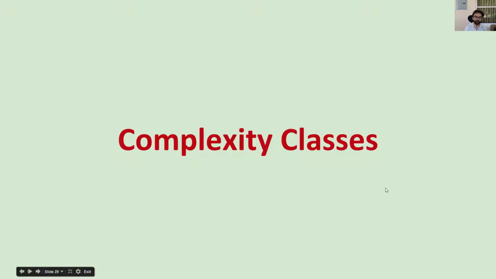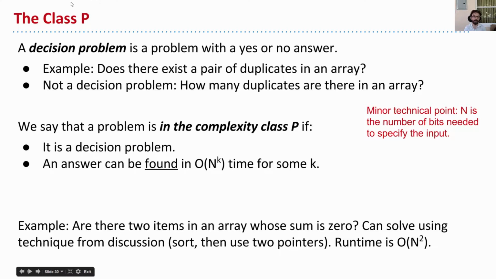So we're going to dig into the taxonomy that humans have come up with to understand their own ignorance, something known as complexity classes, and we'll start with the class P. We'll say that a specific computational problem is in the complexity class P if, first, it's a decision problem, and second, you can solve it in big O of n to the k time.